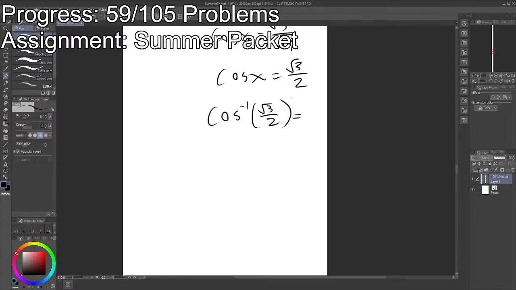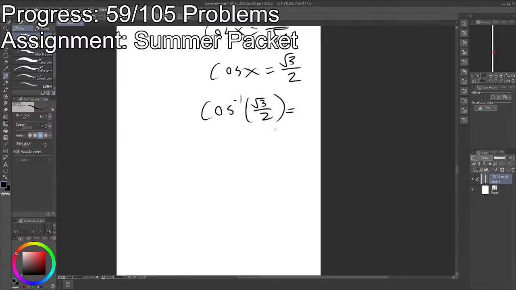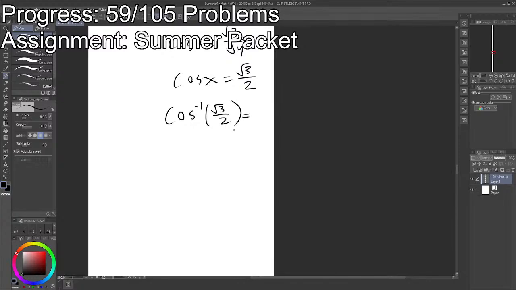Oh, maybe. Maybe this will work. It's pi over 6 in decimal. Or not pi, square root of 6. Or no, it is pi over 6. Yeah, it actually works. Wow. I could have done it wrong still. I probably did, but this should be right.